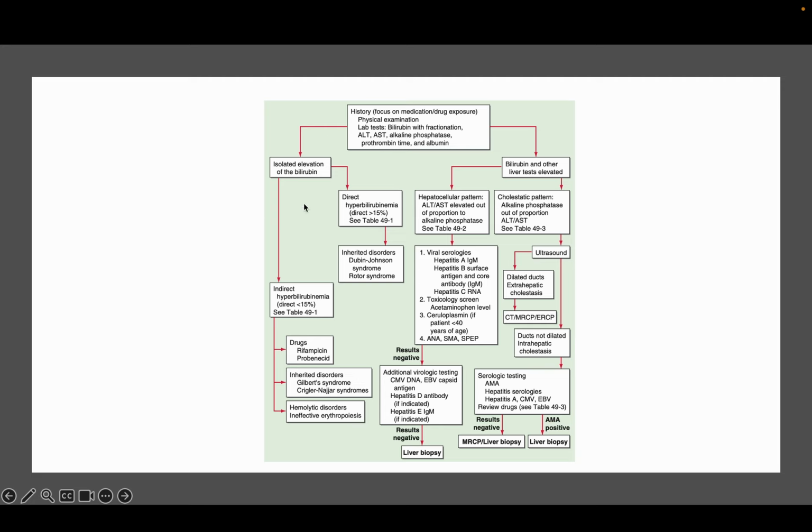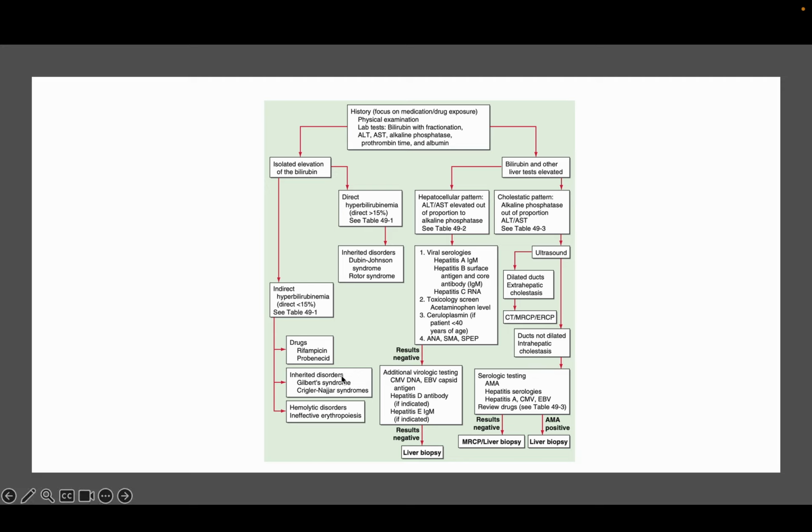If only hyperbilirubinemia is there, and ALP, ALT and AST are normal, always look up Dubin-Johnson and Rotor. If there is indirect hyperbilirubinemia, where direct is less than 15%, as I told you, you should ask for drug history like rifampicin or probenecid. Rifampicin can cause indirect hyperbilirubinemia. And also consider Gilbert and Crigler-Najjar syndrome. They are congenital, inherited conditions. Gilbert will generally be around 3 or so, Crigler-Najjar will be 8 to 10 or so.